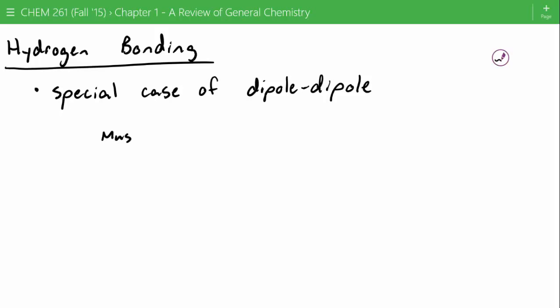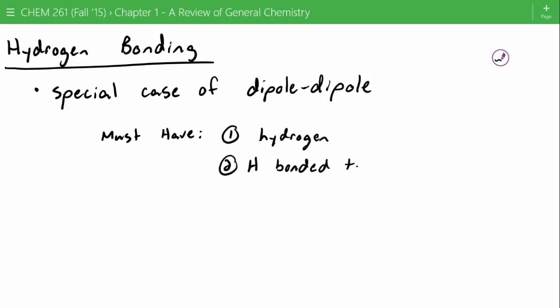So I'm going to add hydrogen in because I think that's funny. Number 1, hydrogen. Number 2, H bonded to fluorine, oxygen, or nitrogen. When I teach Chem 110, I always tell my students to ask themselves whether or not H is on the phone, so you can remember FON. It's a good mnemonic. The last thing that you need that is often overlooked is you must have a lone pair in the molecule, right?